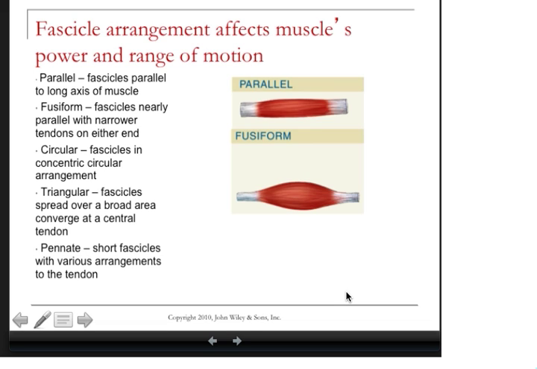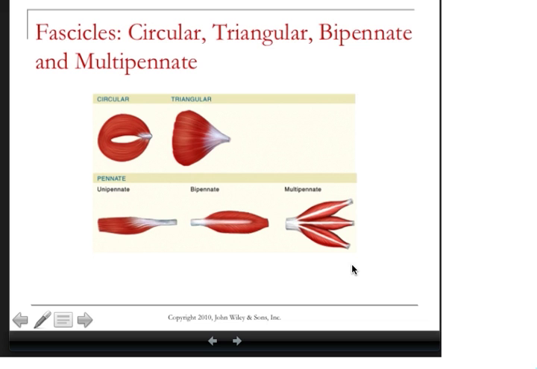Examples of pinnate muscles: some of the abdominal muscles you could consider to be pinnate. The serratus anterior you could consider to be a pinnate muscle. It's another example. And so here are examples of each of these, right? You've got circular, triangular, unipinnate, bipinnate, and multipinnate.